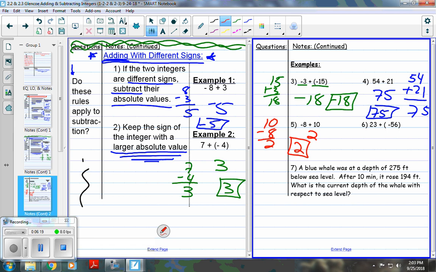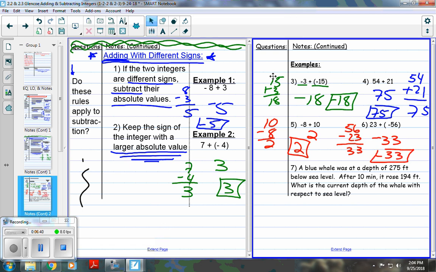Number 6, 23 and negative 56. These are different signs. Therefore, we are going to subtract the absolute values. The number with the larger absolute value is negative 56. So I'm going to place that there. And our answer is negative 33.